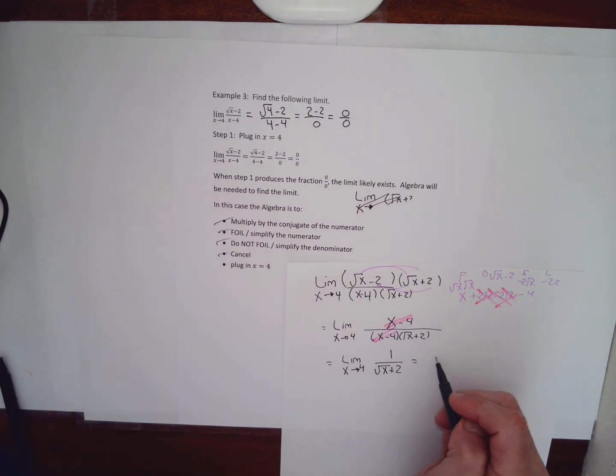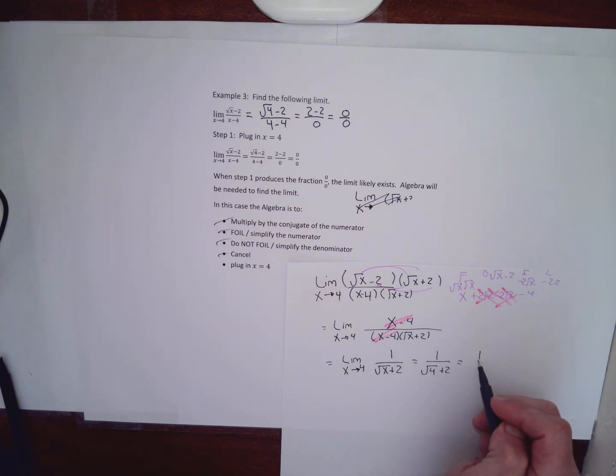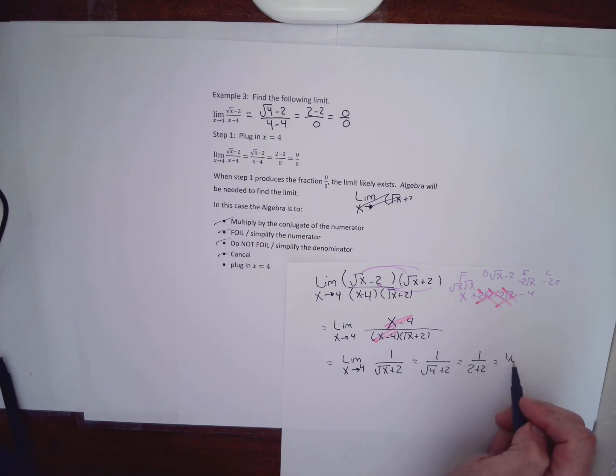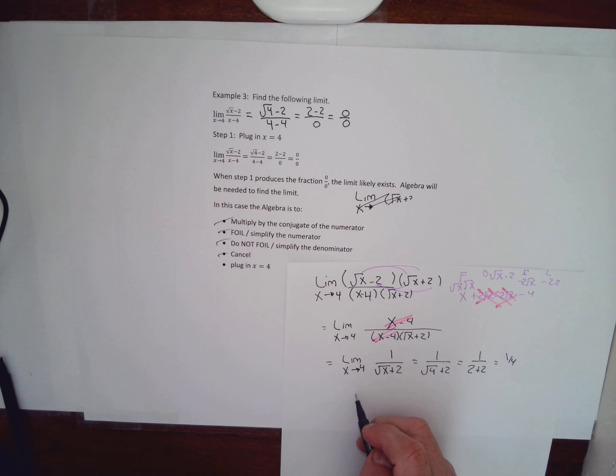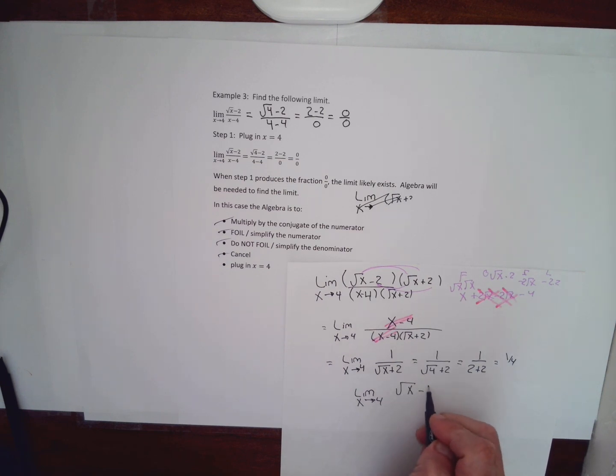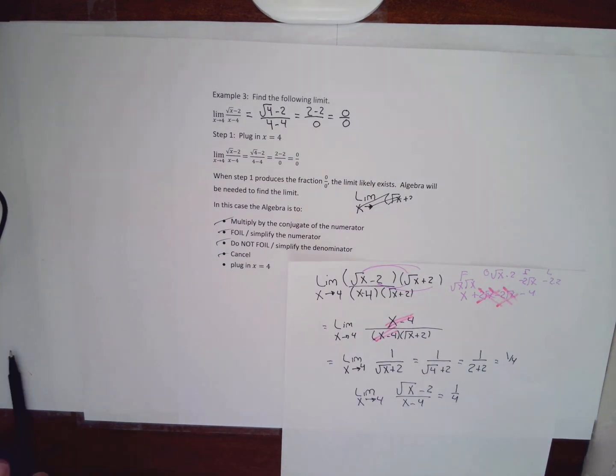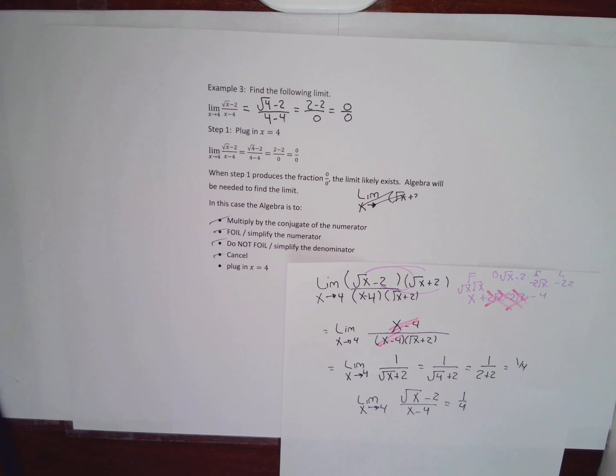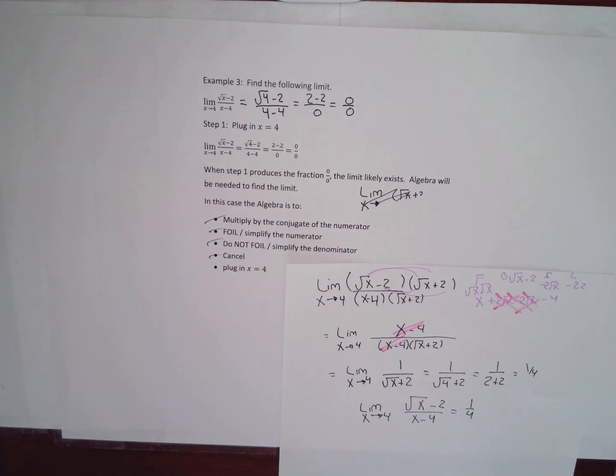And when I plug in 4, I don't write the word limit anymore. Actually, it's called taking the limit when I plug the number in. So this is going to give me 1 over the square root of 4 plus 2, which is 1 over 2 plus 2, which is 1 over 4. That's the answer to question 3, the limit as x approaches 4 of the fraction square root of x minus 2 over x minus 4 equals 1/4. When I write my answer, I'd probably just write the number 1/4 rather than showing the whole problem with the answer, but that's the proper way to do it.